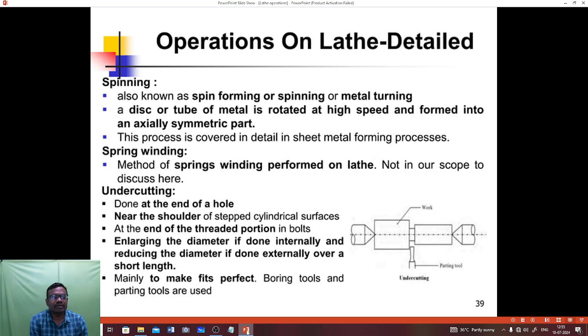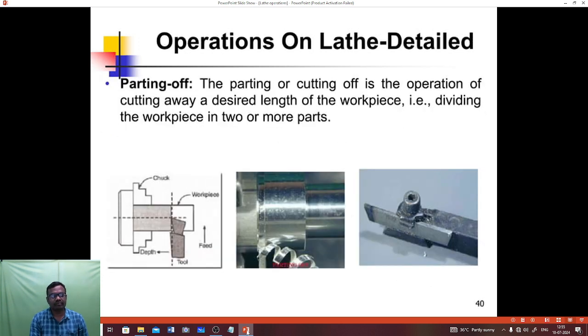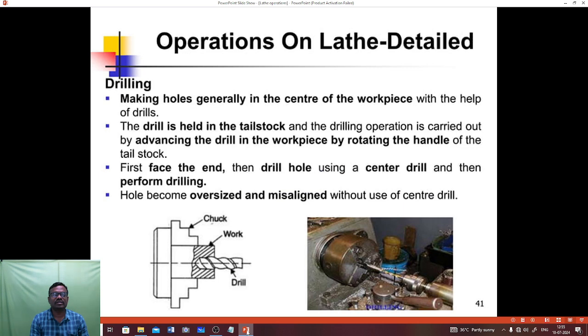Undercutting, done at the end of a hole, near the shoulder of stepped cylindrical surfaces, at the end of the threaded portion in bolts, enlarging the diameter if done internally and reducing the diameter if done externally over a short length. Parting off. The parting or cutting off is the operation of cutting away a desired length of the workpiece, that is, dividing the workpiece in two or more parts.